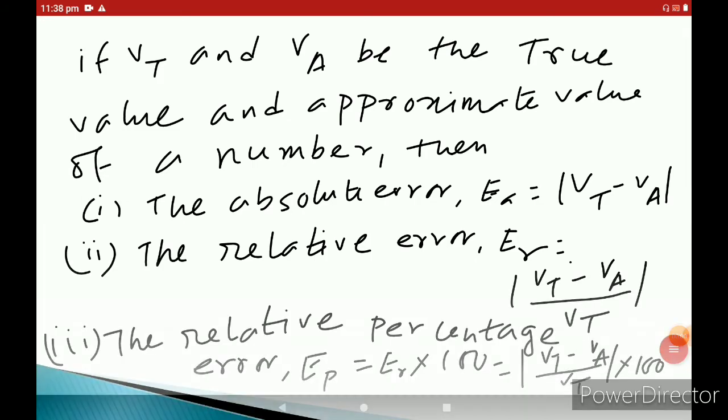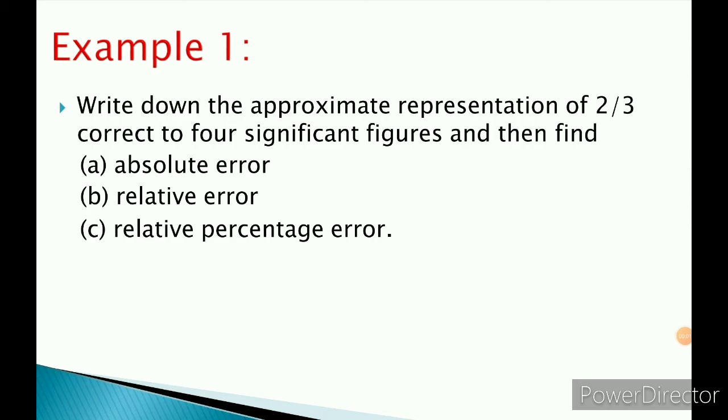We consider an example of absolute error, relative error, and relative percentage error. Write down the approximate representation of 2 by 3 correct to 4 significant figures, and then find the value of absolute error, relative error, and relative percentage error. And now we find this value through whiteboard.